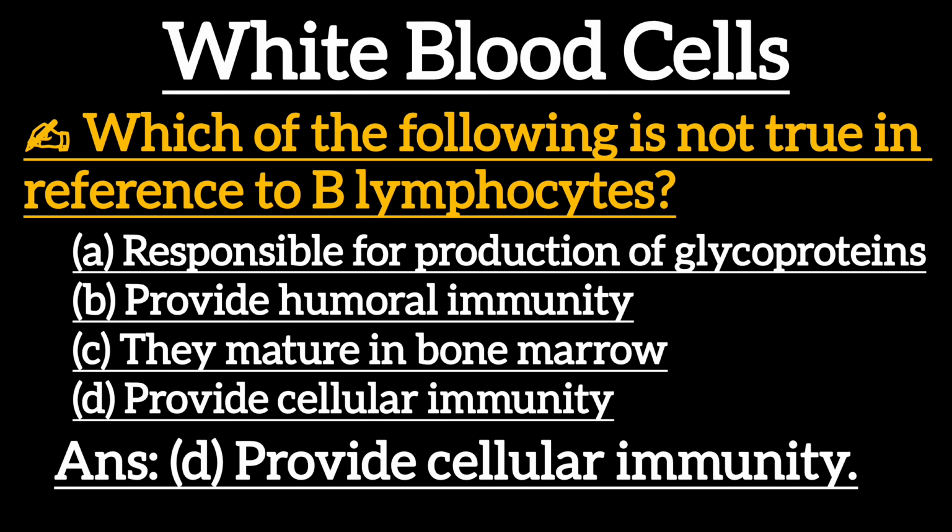Next one is which of the following is not true in reference to B lymphocytes? Option A, responsible for production of glycoproteins. Option B, provide humoral immunity. Option C, they mature in bone marrow. Option D, provide cellular immunity. Correct answer is option D, provide cellular immunity.